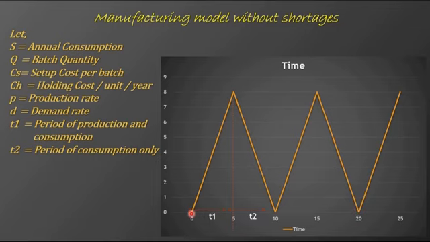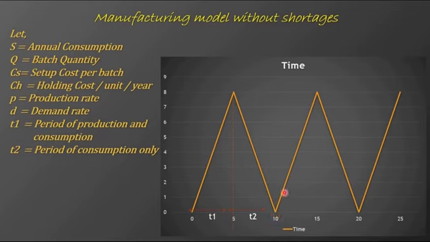Say if our production rate is 10 units per day and consumption rate or demand rate is 3 units per day. So what happens? On the first day, we are producing 10 units and consuming 3 units. So 7 units is our inventory. So for 8 days, we will build up 56 units of inventory. Then we are consuming those 56 units.